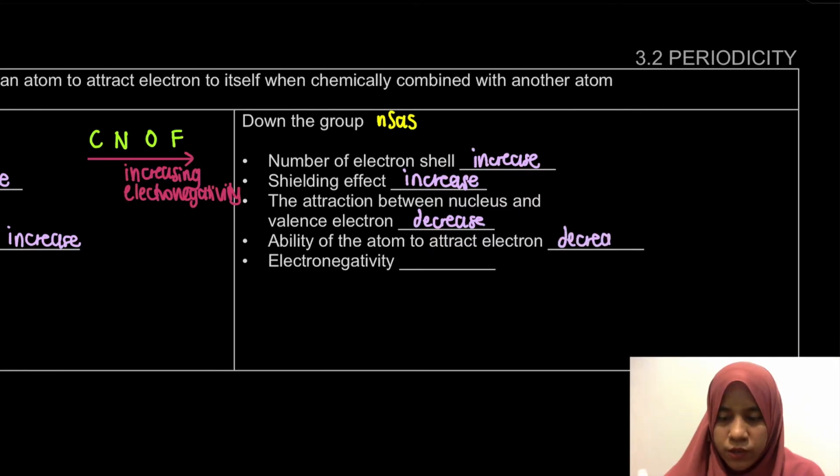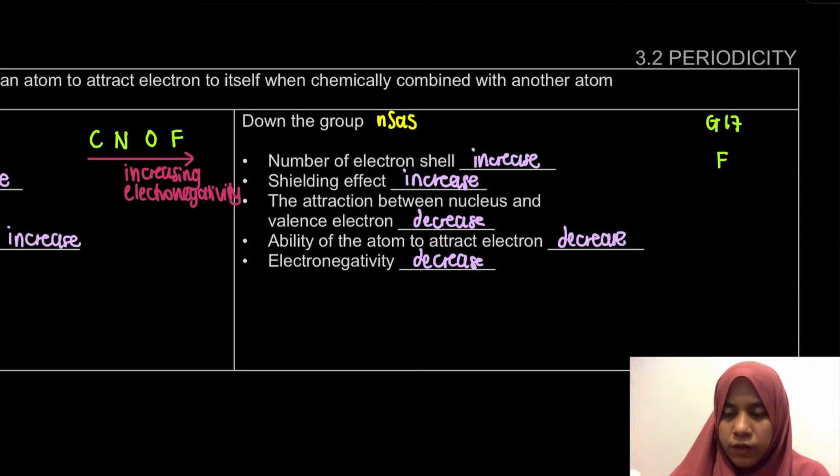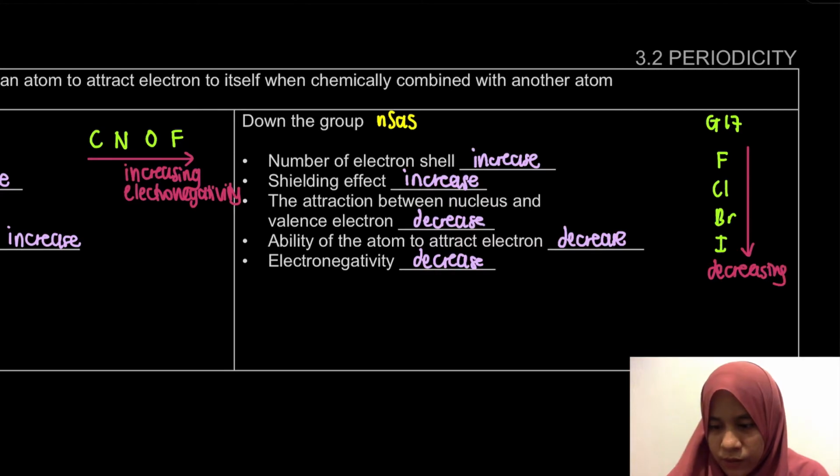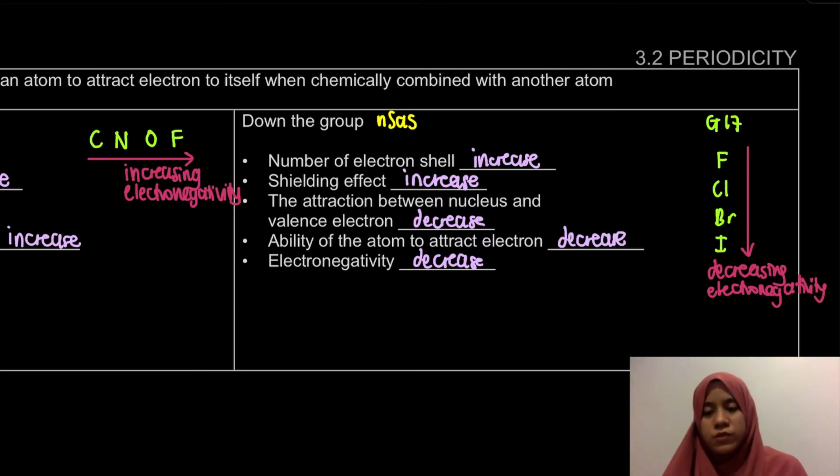So electronegativity decreases. Usually for down the group, we mention group 17. For example, in group 17, down the group from fluorine, chlorine, bromine, the electronegativity decreases. We talk about group 17 because it only needs one more electron to achieve octet. Okay, so that is for electronegativity. There's not so much info that we are going to discuss about electronegativity.